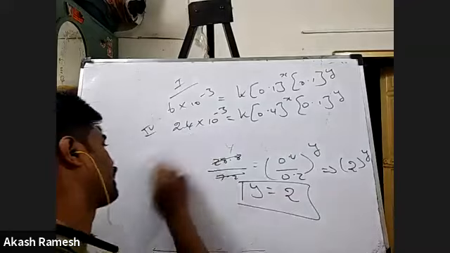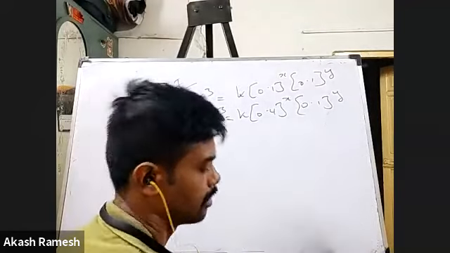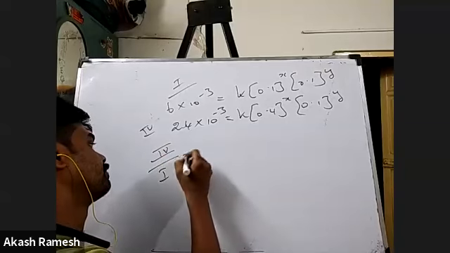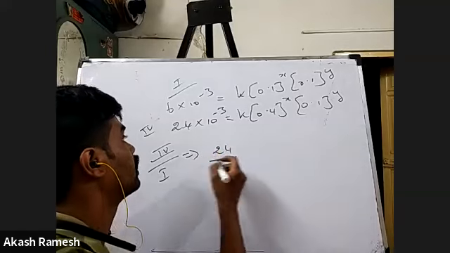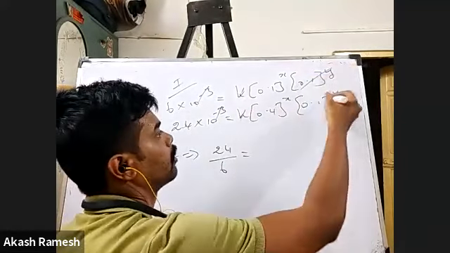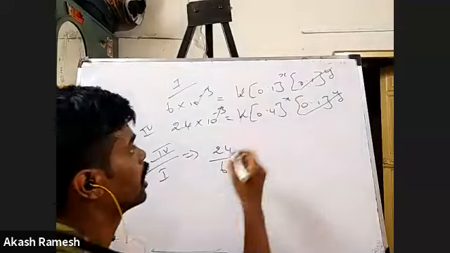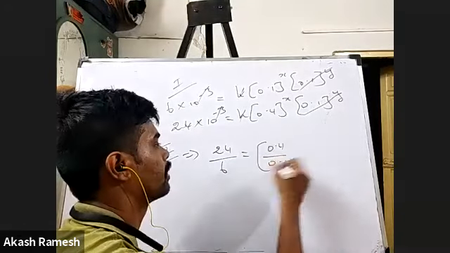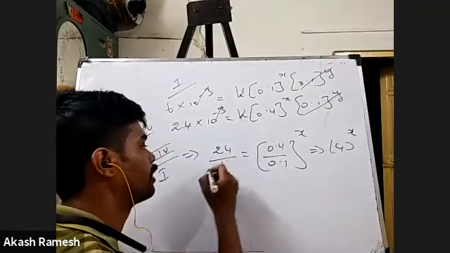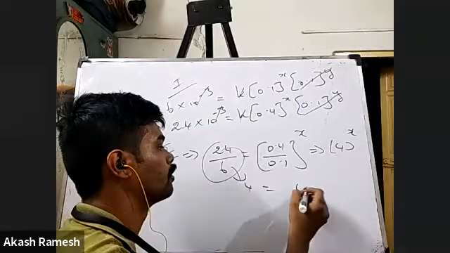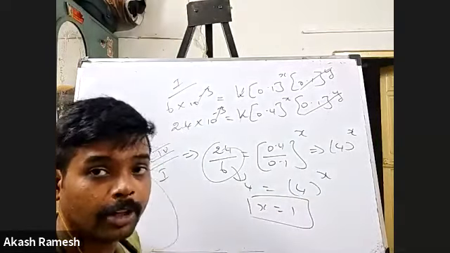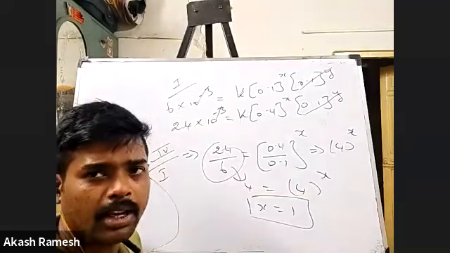Now what I can do, I can divide these two equations. So I will divide 4 divided by 1, right? So what do I have? 24 divided by 6 is equal to, 10 power gets cancelled, k gets cancelled, 0.1 power y gets cancelled. So what I'm left with is 0.4 divided by 0.1, the whole power x. So this basically will become 4 power x, and 24 by 6 will become 4. So 4 is equal to 4 power x. So definitely x should be what? 1. 4 power 1 only is 4, right?